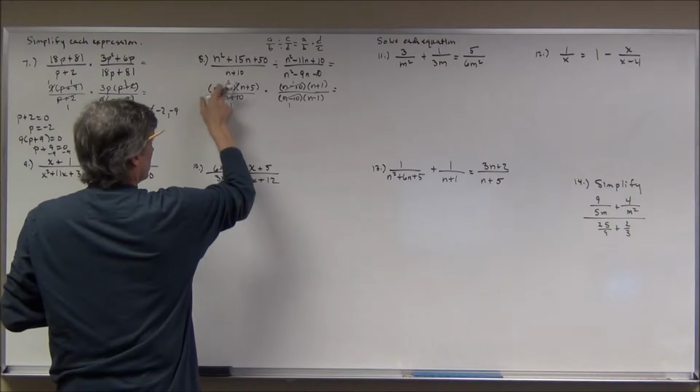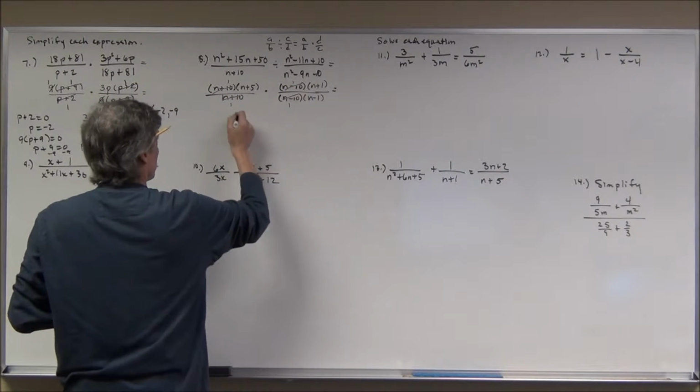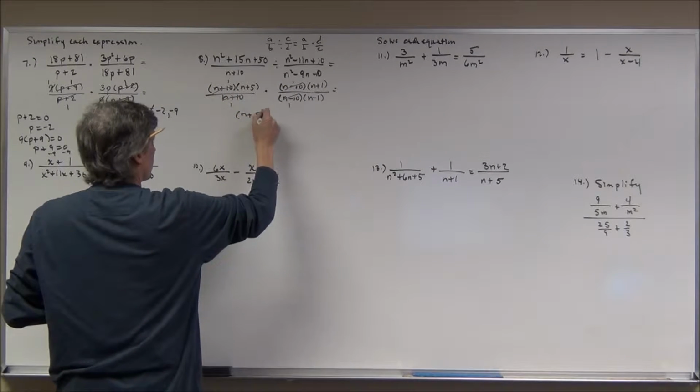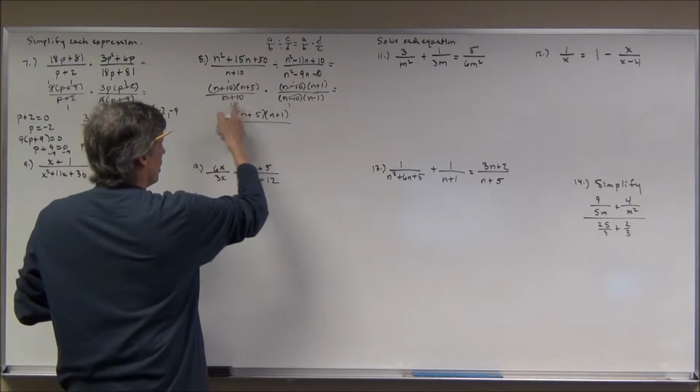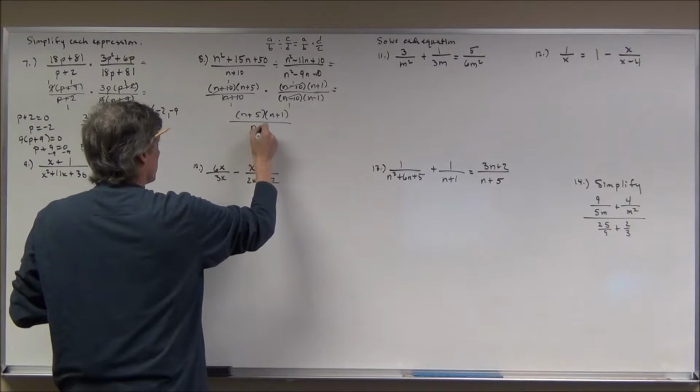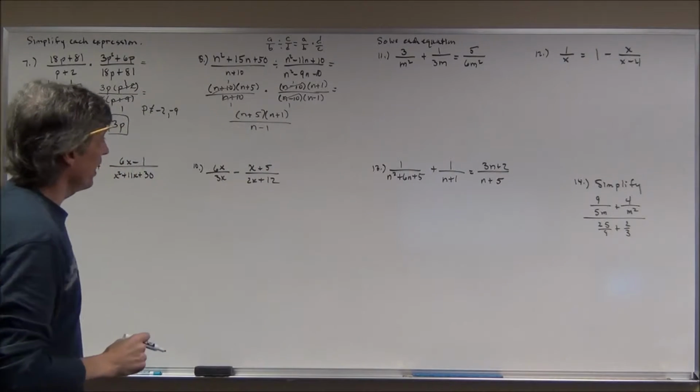So I'm going to have 1 times n plus 5 times 1 times n plus 1, which I'm just going to write like this, unless the directions ask me to multiply it out using FOIL. 1 times n minus 1 is n minus 1. I'm going to leave my answer like that.